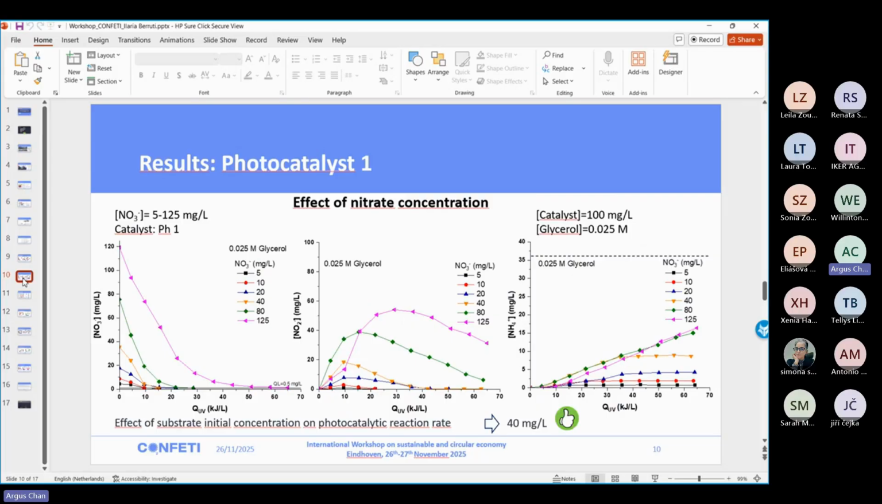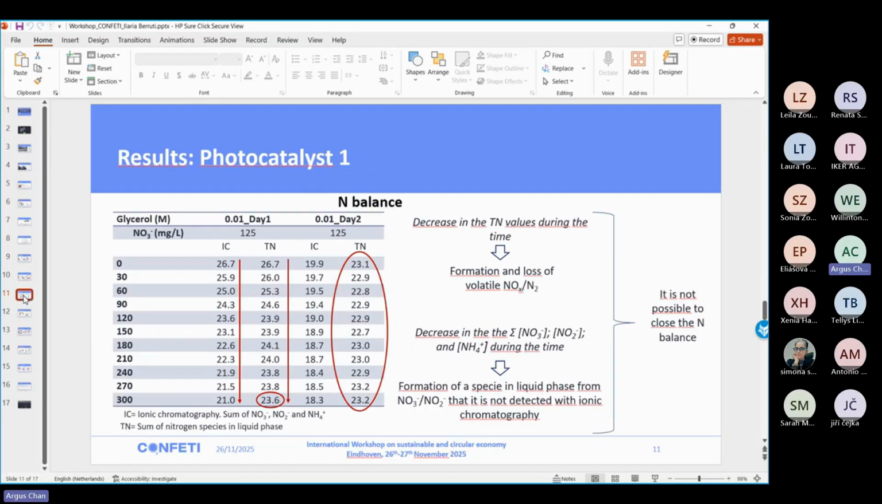Also, the nitrate concentration was evaluated, and we can see that there is an effect of the substrate initial concentration on the efficiency of the process. As I said before, the experiments were carried out at 40 milligrams per liter because it's a real concentration that is generally present in groundwater. As I said before, we obtain a steady-state level of ammonium, and if we follow the experiment longer, there was no more generation of ammonium. And so we can see that we cannot close the nitrogen balance.